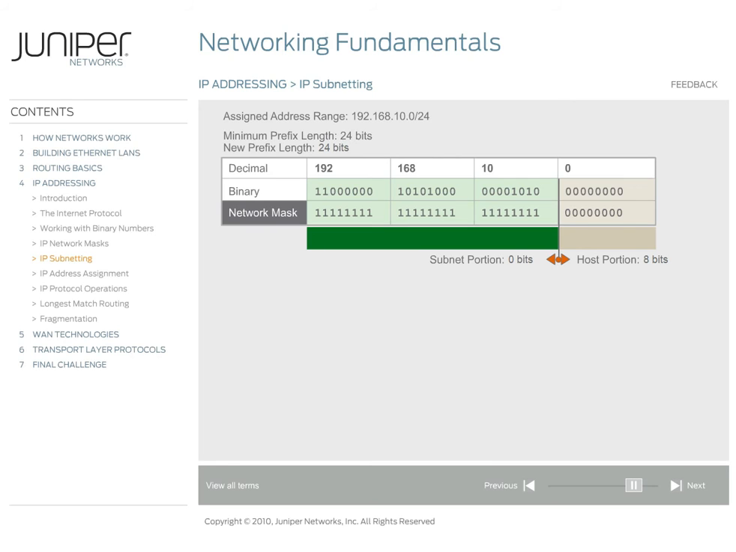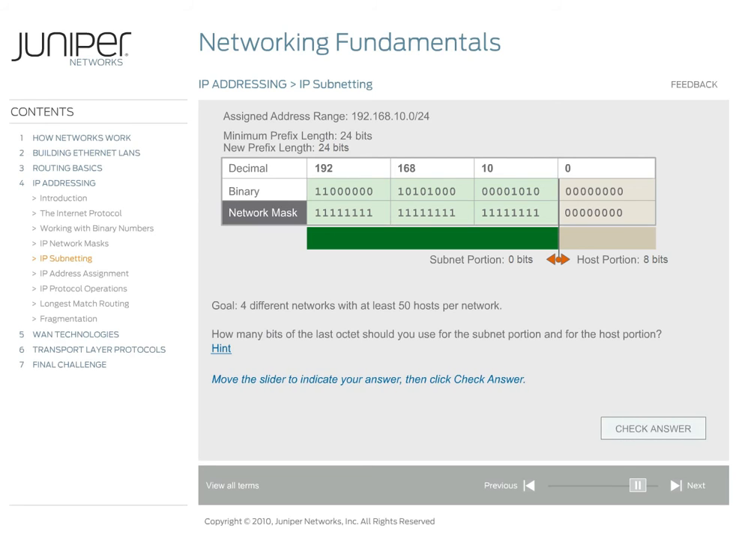In this exercise, let's say you've been assigned an address range of 192.168.10.0/24, but you want to subnet your network to meet your business need. Your goal is to create 4 different networks with at least 50 hosts per network. First, decide what prefix length should be used for your networks. How many bits of the last octet should you use for the subnet portion of the address and for the host portion? Move the slider to indicate your answer. Then click Check Answer. If you'd like a hint, click the hint link.